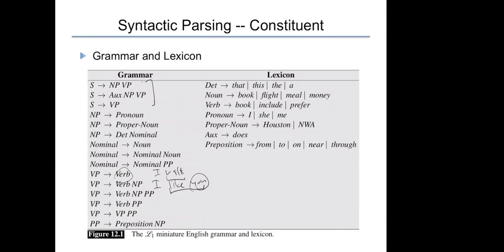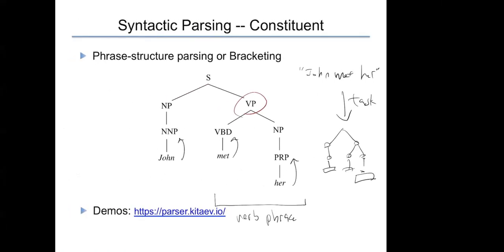You translate a bigger chunk into smaller chunks. So let's go back to this thing again. We're talking about this noun phrase and verb phrase. The noun phrase is here, John, and the verb phrase is "met her". And this is one way that linguists make the first separation, starting from a full sentence.